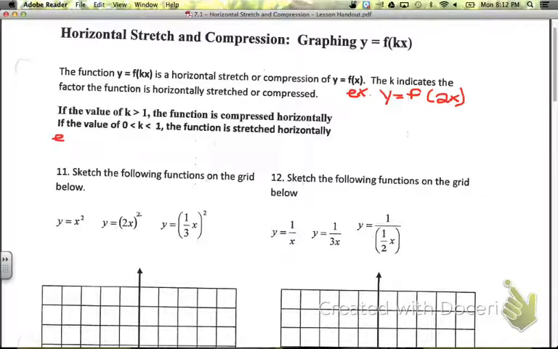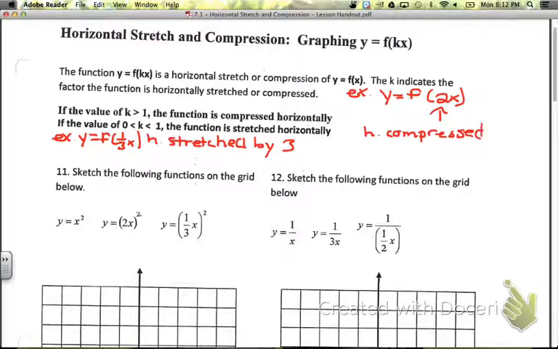So looking at an example here, y equals f of a third x. This function here is horizontally stretched by 3. Where this one here that we looked at before is horizontally compressed by a half. So now let's go ahead and look at a couple of examples of sketching them.